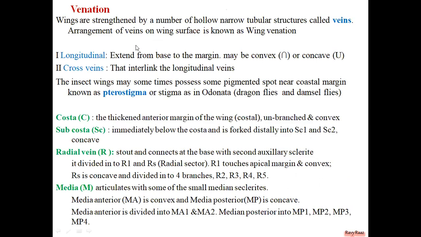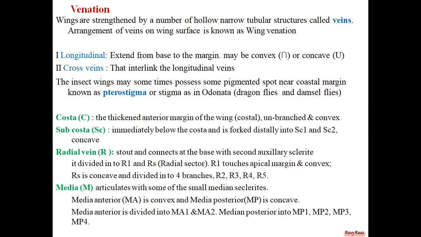Venation. Wings are strengthened by a number of hollow, narrow tubular structures called veins. The arrangement of veins on the wing surface is known as wing venation. So wing venation is of two types. First, longitudinal veins, and another one is cross veins.